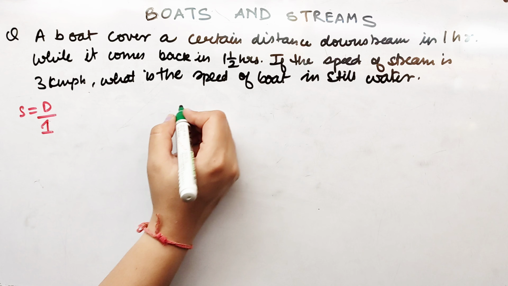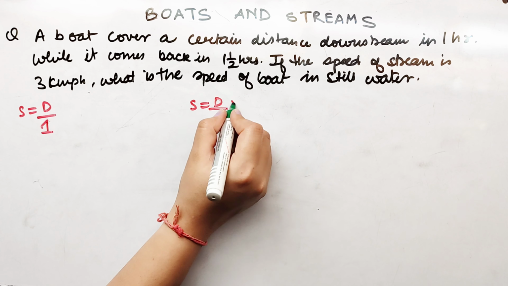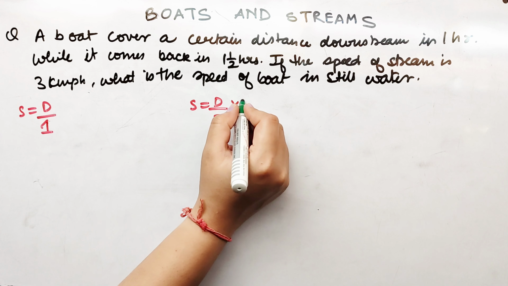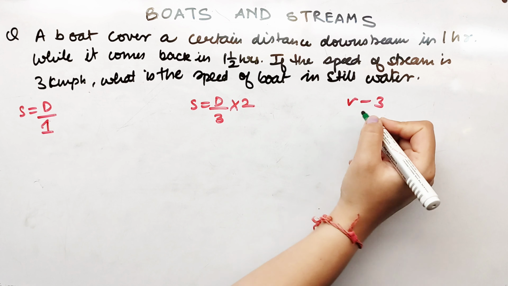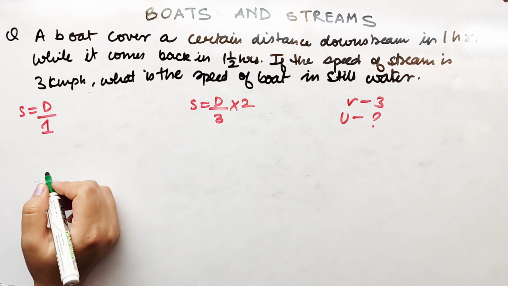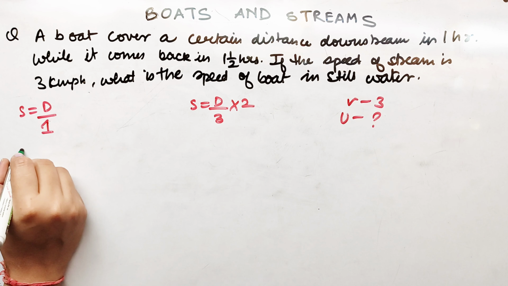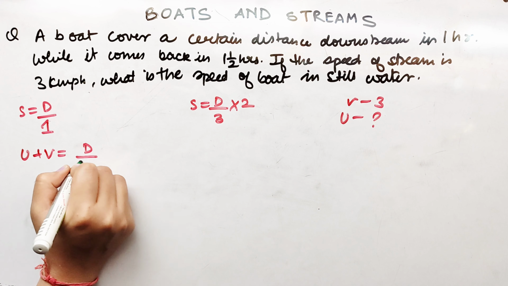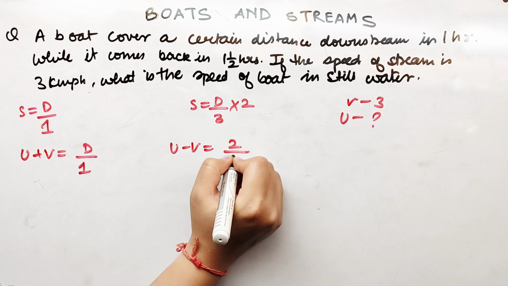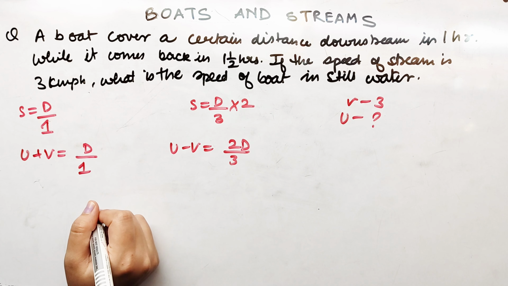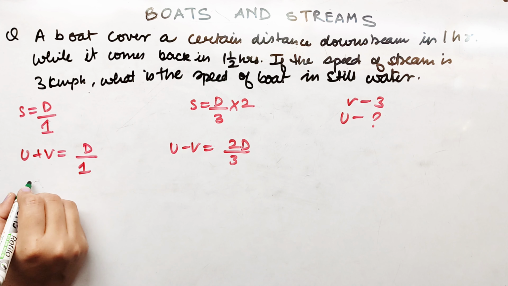Okay, so again we know that speed equals distance upon time. Time is given as 1, so I have already mentioned it. Now speed equals distance upon time, and time is given as 3 upon 2, so I wrote it like that because 2 will be multiplied with the numerator. So here v is given as 3 and we need to find u, so I have mentioned the givens, and now I just need to make the equation. I know that u plus v, which is the speed downstream, equals distance upon time which was d upon 1, and u minus v will be distance upon time which is 2d upon 3.